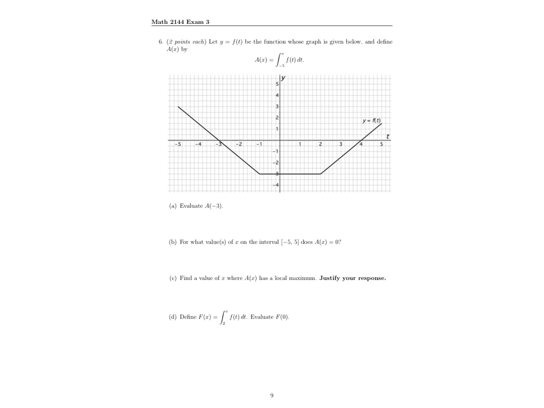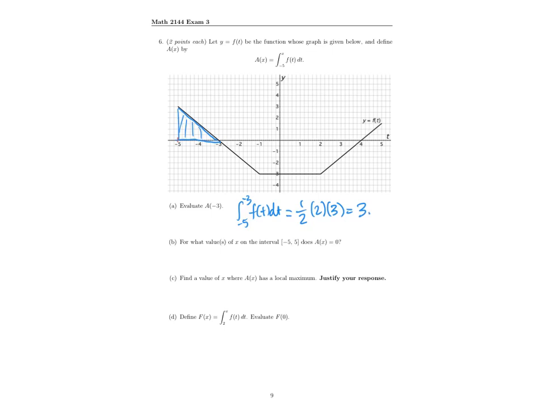Okay, so for this one, I want to evaluate A of negative 3. So this is an accumulation function that starts at negative 5 and accumulates area there. So A of negative 3 is going to be the integral from negative 5 to negative 3 of f of t dt. And so really, I'm looking at this area here, which is just a triangle, so I can compute that area geometrically. So it's 1/2 times the base, which is 2, times the height, which is 3. So this is just 3 units.